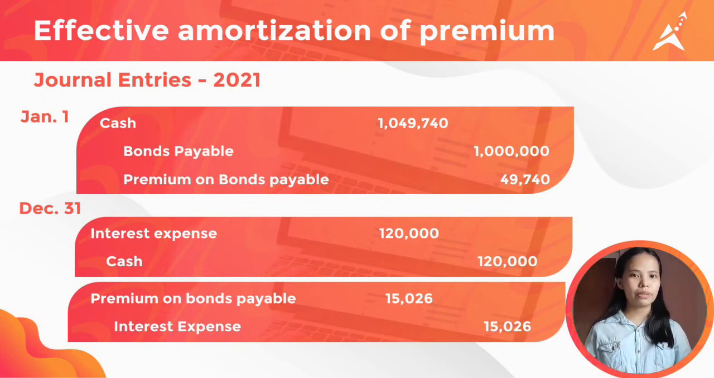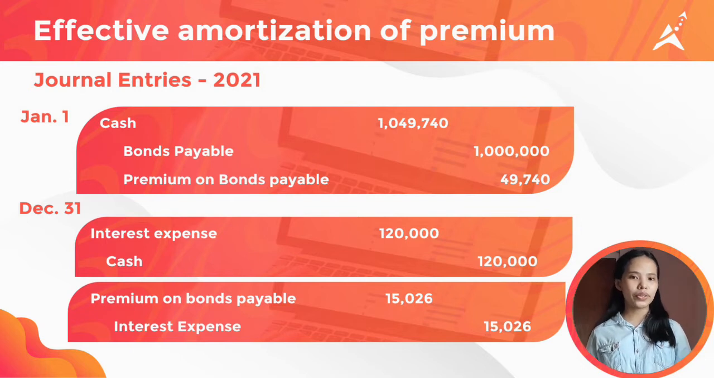On January 1, debit cash for 1,049,740, credit bonds payable 1 million, and credit premium on bonds payable 49,740. On December 31, there are 2 entries because we journalized the annual payment of interest and the premium amortization separately.